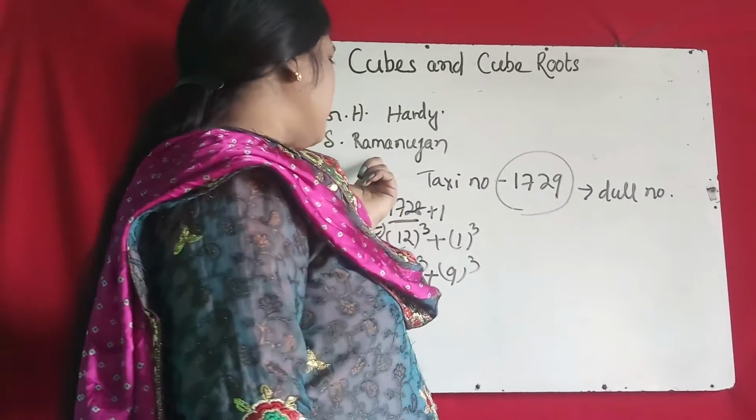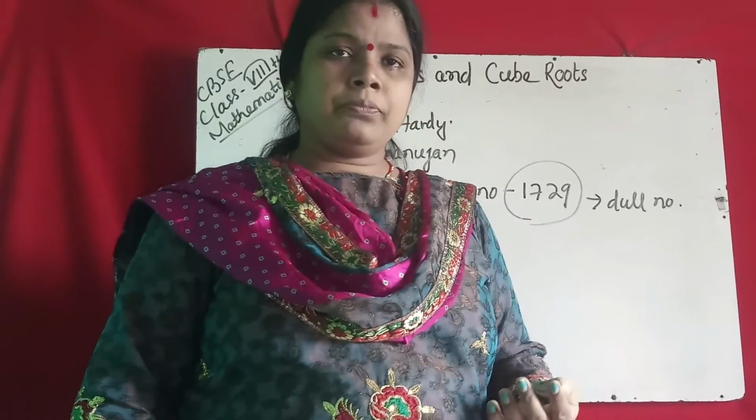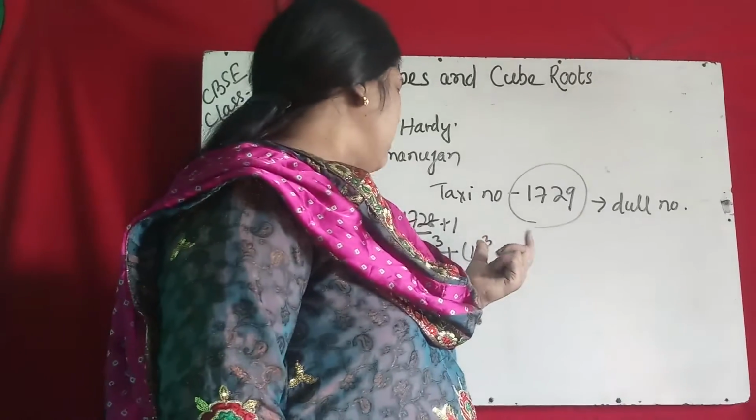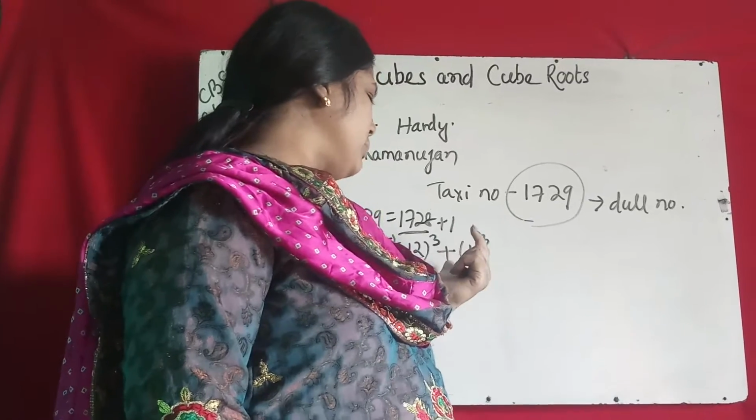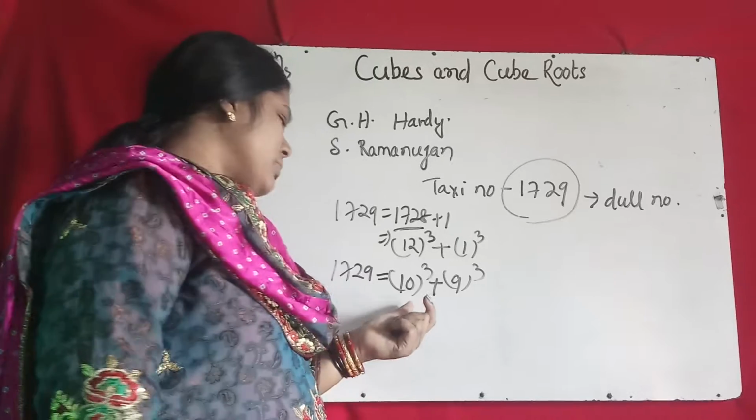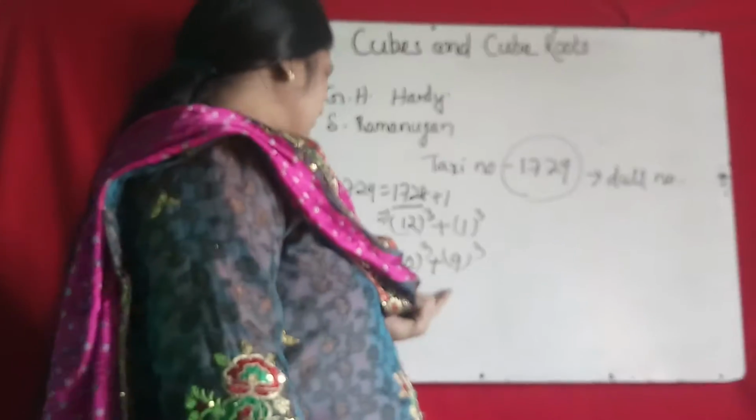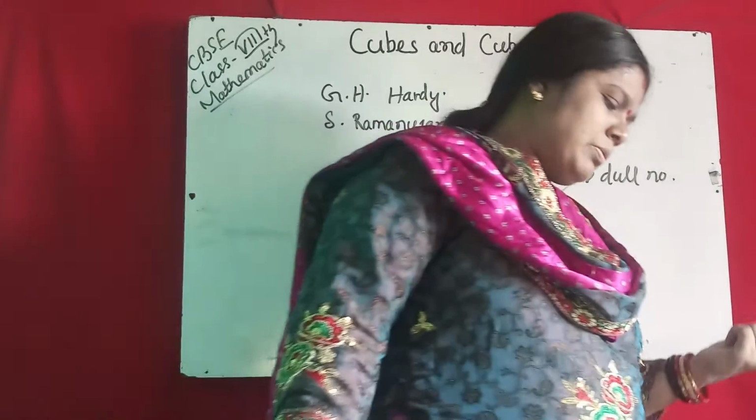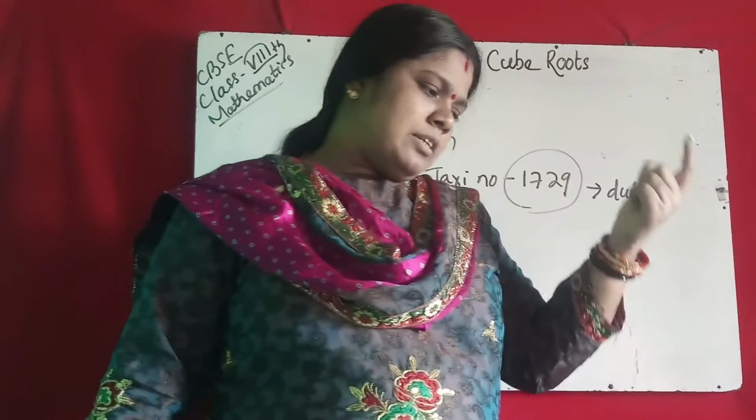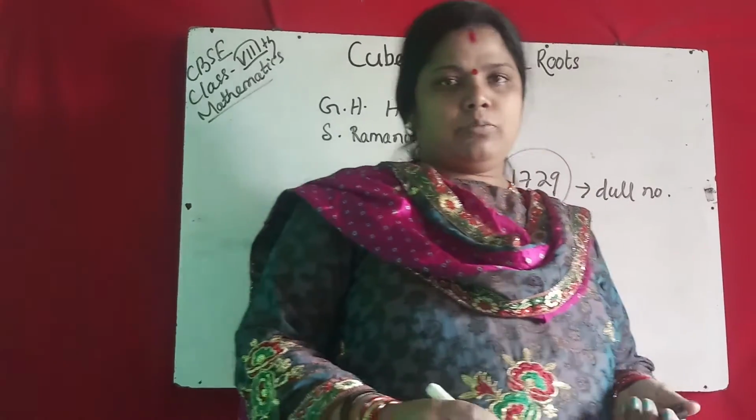So S. Ramanujan said, when you multiply 12 three times and add 1 multiplied three times, we get this number. Also when we multiply 10 three times and 9 three times and add, we get the same number. This matter is about 300 years before.